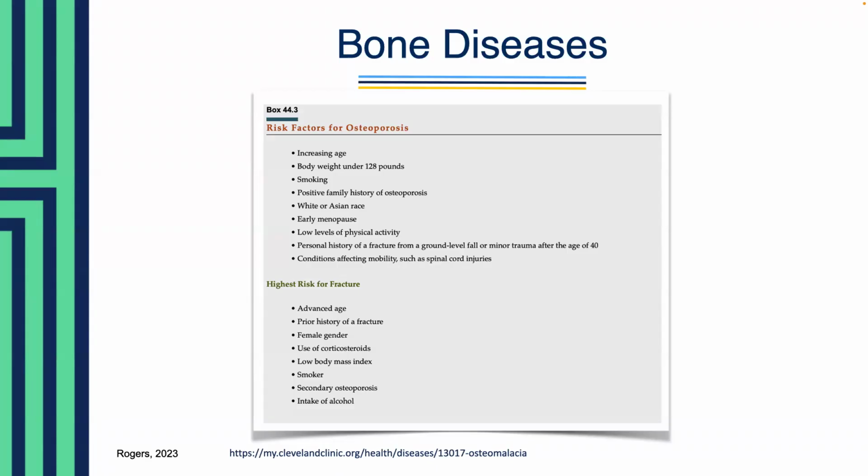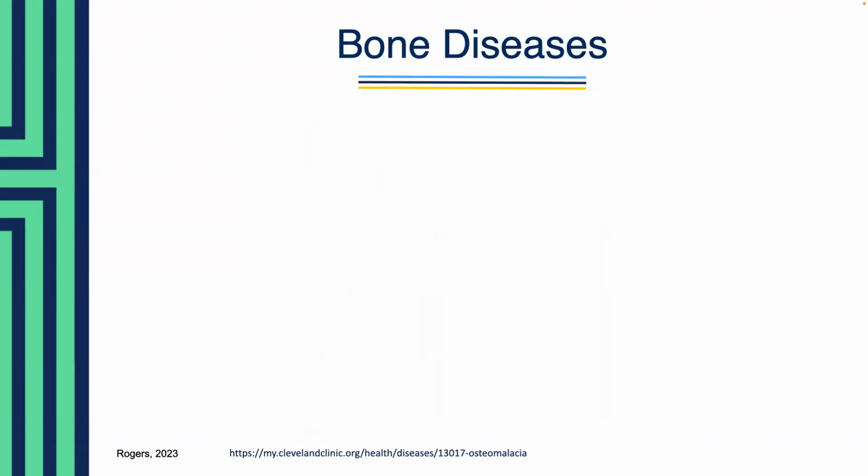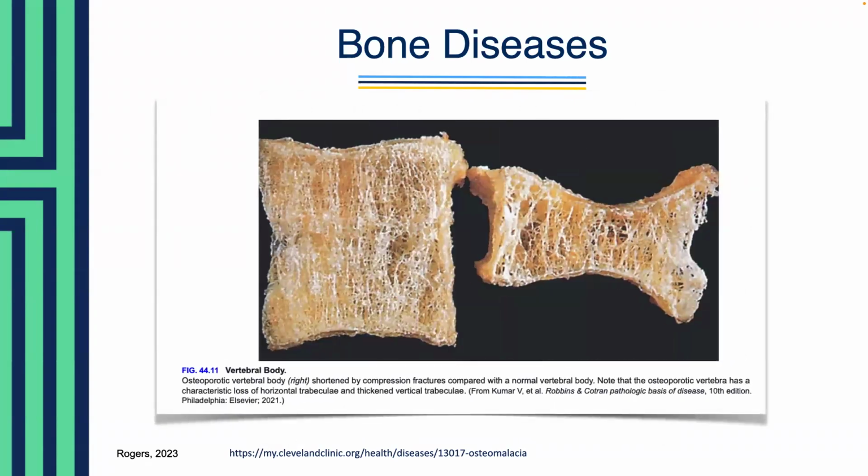So it's important to maintain a healthy diet rich in calcium and vitamin D, regular weight bearing exercise, to not smoke, and think about those lifestyle changes like limiting alcohol, which can help reduce the risk of developing osteoporosis. Now, this next image, I think it's figure 44.11, shows an osteoporotic vertebral bone on the right compared to a normal vertebral body on the left. And you can definitely see the differences.